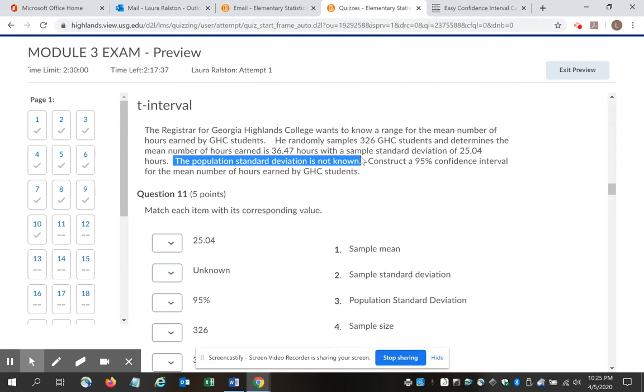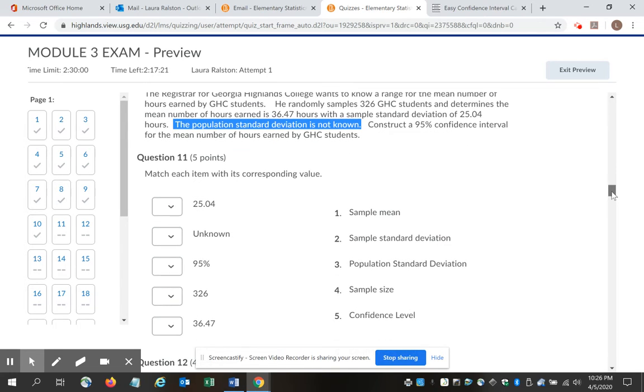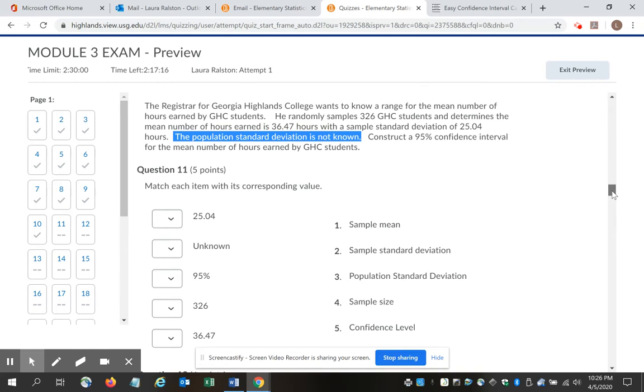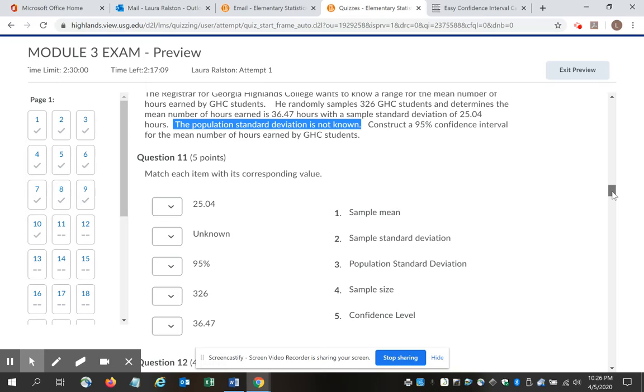The scenario clearly tells you you don't know the population standard deviation, which means you have to do a T interval. Construct a 95% confidence interval for the mean number of hours earned by GHC students. Okay, now I will admit I did have an error on the answer for question 11, but I have gone through every student's test and given you credit if it was correct. I had some of the matching numbers incorrect.